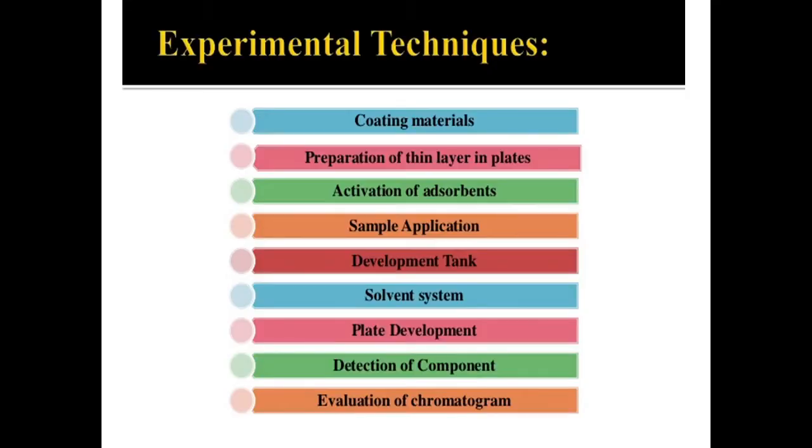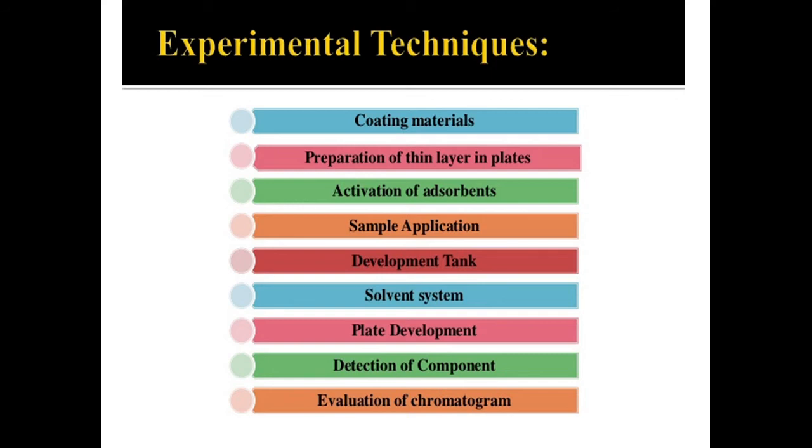Now, for the general experimental procedure, we take a coating material. Depending upon the components present in the mixture which you need to separate, you can take either alumina or silica gel G. A slurry of that material is prepared and coated on the surface of a glass plate or plastic plate. So you prepare a thin layer on the plate.